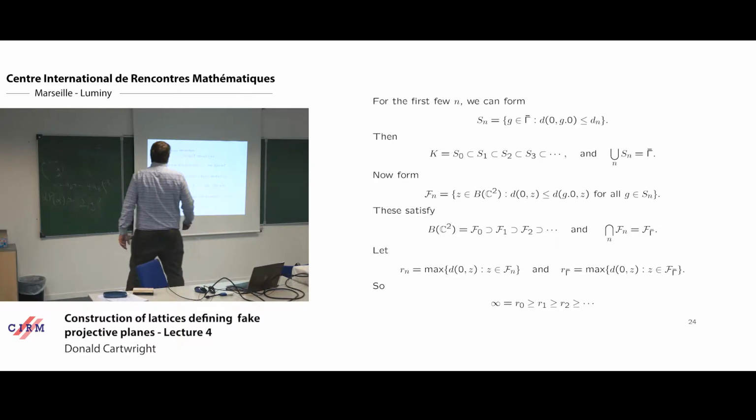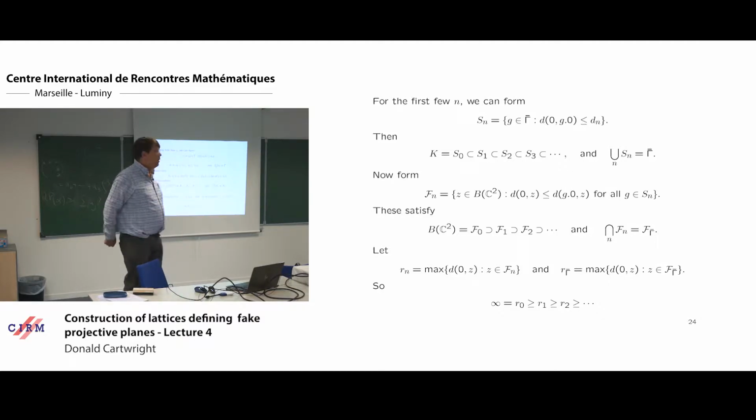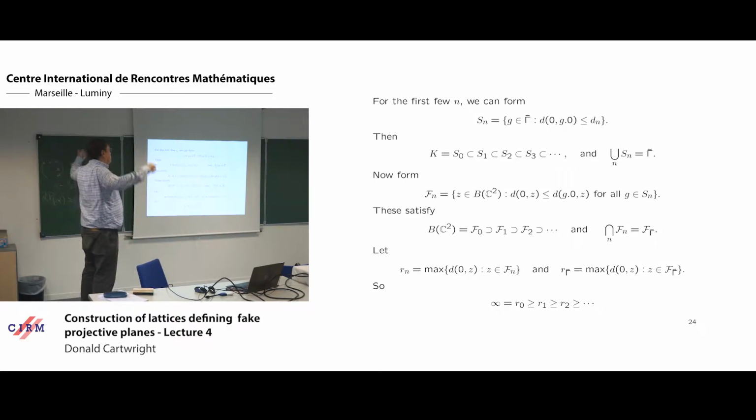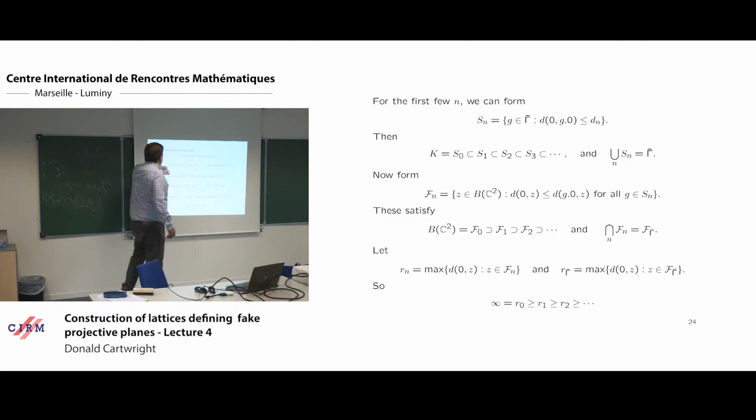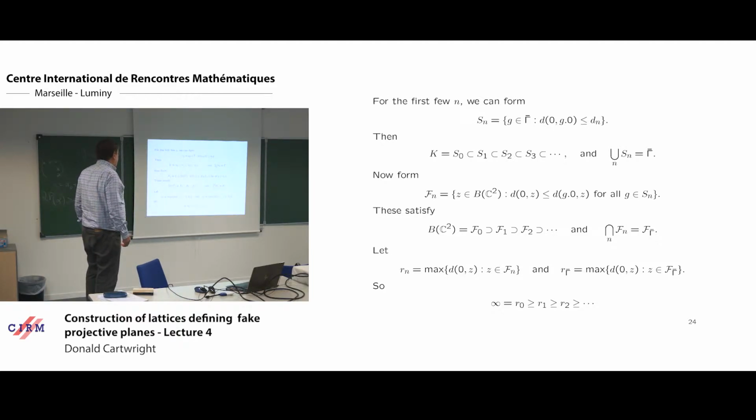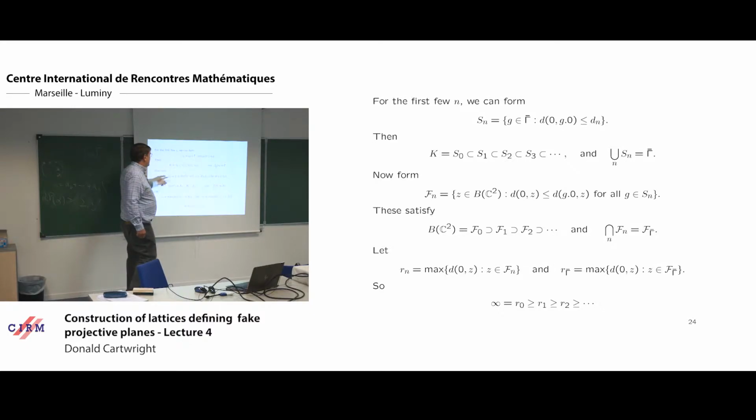So for the first few n, I can certainly calculate using this algorithm all of the elements which move the origin at most whatever distance we want. So this set can be calculated quite concretely for n up to 100 if I like, but all I need is 2 or 3. Okay. So these sets, of course, get bigger and bigger, and their union is the whole group. Corresponding to these finite sets, there's a sort of Dirichlet fundamental domain.